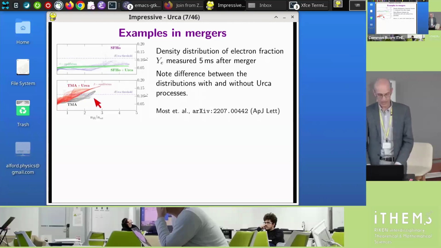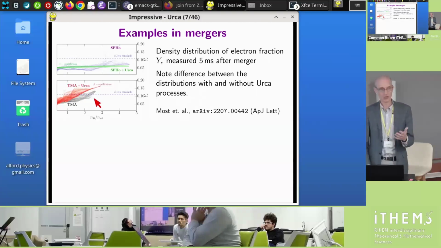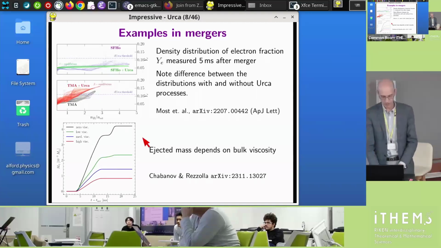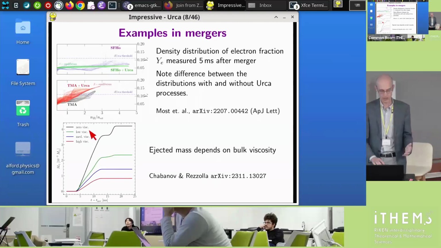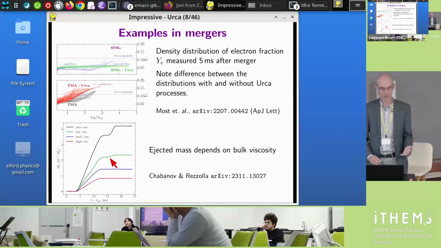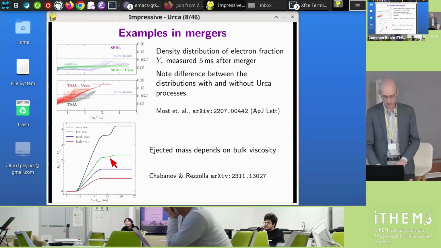And another example, this is just motivation, right? I'm not asking you to understand these plots in detail. So here's another example where people calculated how much mass is ejected in a merger of two neutron stars, and depending on the viscosity, which itself is driven by these Urca processes, more or less mass got ejected. And as you know, the ejected mass is how you get nucleosynthesis, how we get heavy elements on Earth. So it's important to calculate it correctly. So these are just examples of where this becomes important.